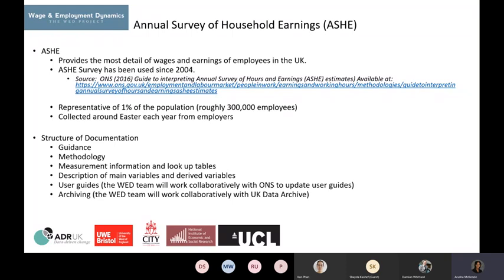And because there are quite a few measures that have been taken into consideration when we're looking at the ASHE, we have decided to go with a very detailed approach for our documentation. So we'd specifically be looking at structuring particular areas to look at the guidance, the methodology, measurement information, and to go ahead and describe in detail our main variables and derived variables. And we'll be working with the ONS to update ASHE user guides, and we'll also be looking to archive the project with the UK Data Archive Service.